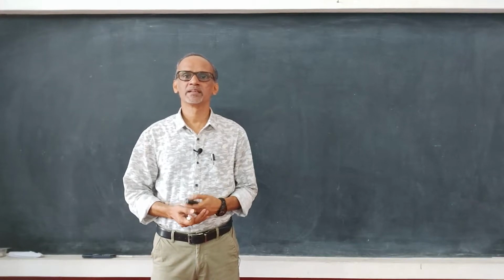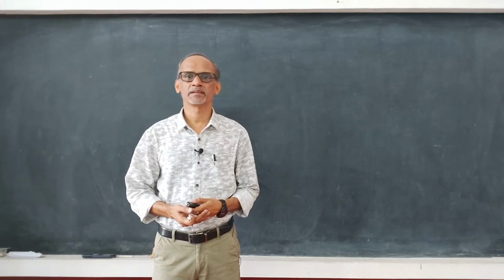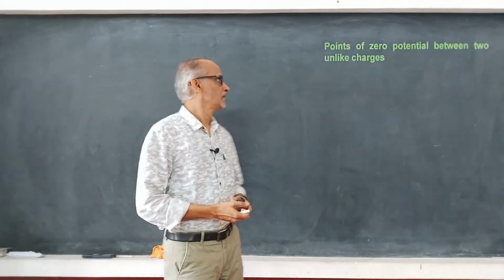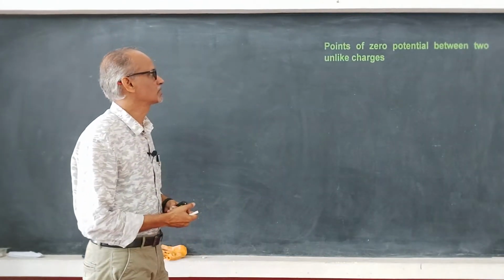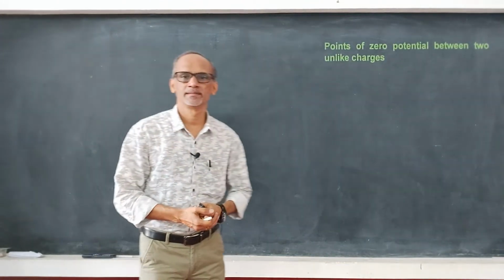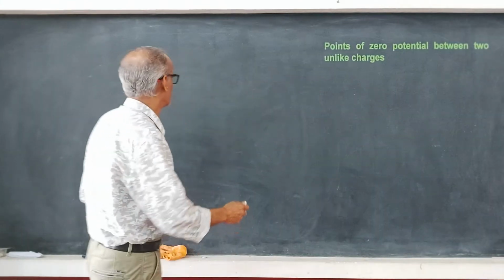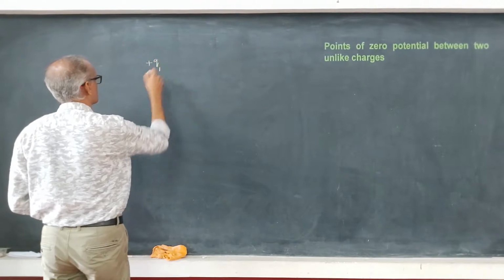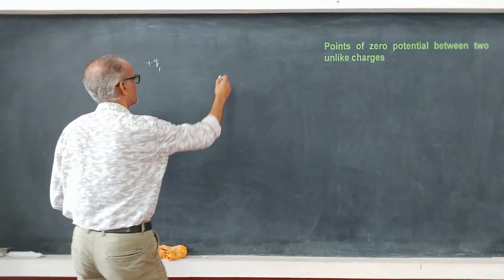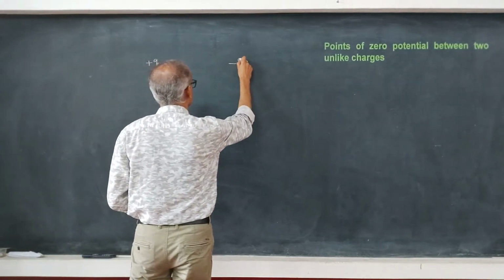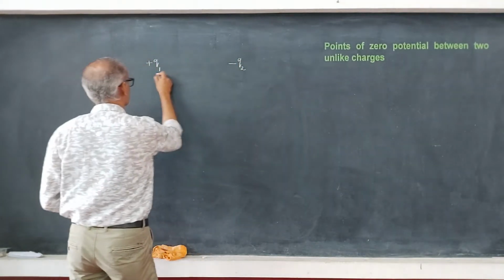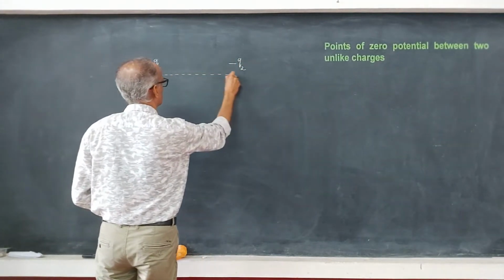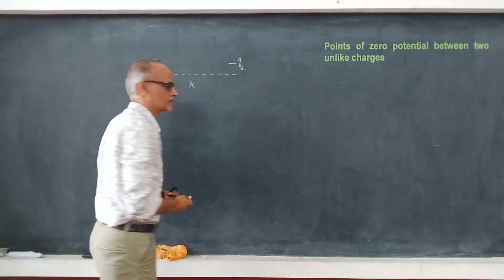Dear students, let's learn more about the concept electric potential. Points of zero potential between two unlike charges. If I consider one charge plus Q1, and if I take one more charge minus Q2, unlike charges separated by a certain distance r.